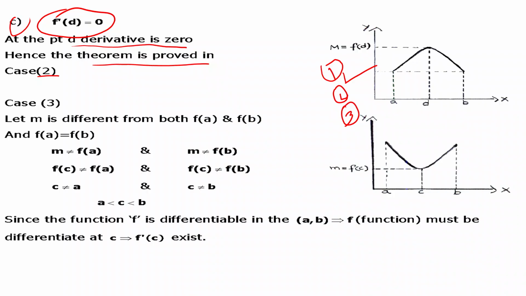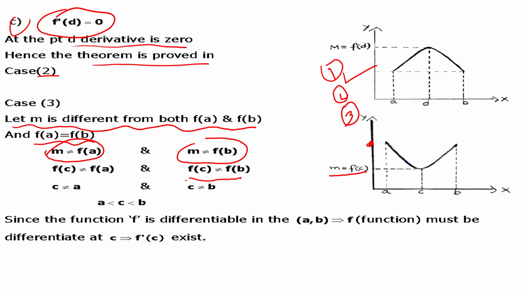Now consider another case, that is let small m be different from both f of a and f of b, and f of a equals f of b. That is small m equal to f of c and f of a equal to f of b. The value will come here. That is small m is not equal to f of a and small m is not equal to f of b. F of c is not equal to f of a and f of c is not equal to f of b. I have substituted the small m value, that is f of c. c is not equal to a and c is not equal to b. a less than c less than b.